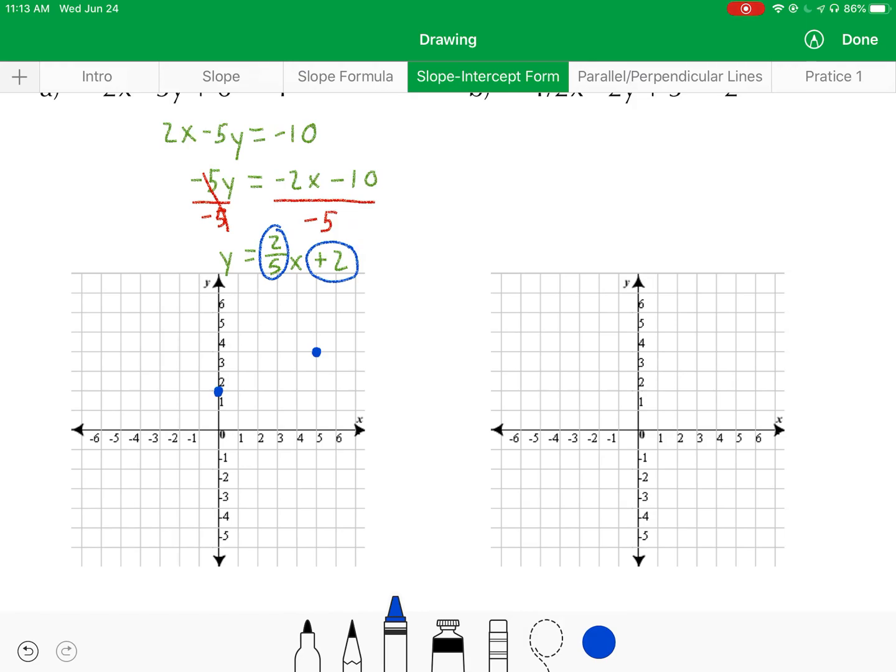Or from that initial point, you could have gone down 2 units. Down is the negative direction, and then 5 to the left. Left is also negative, but if you think negative over negative gives you a positive as well. All right, and then we just connect those points with our line.